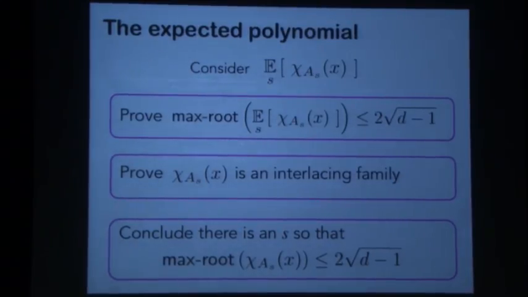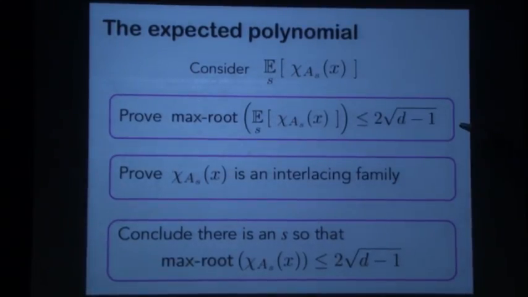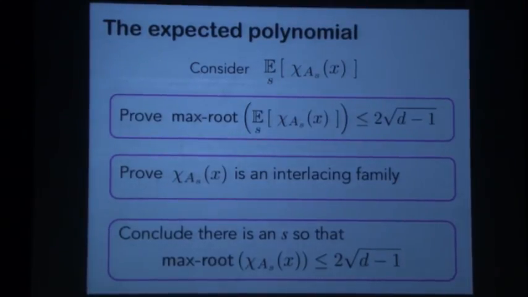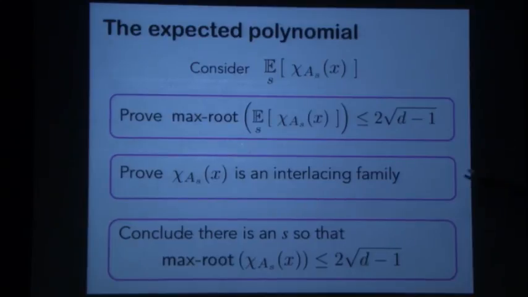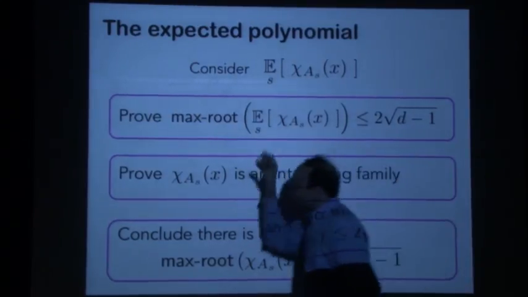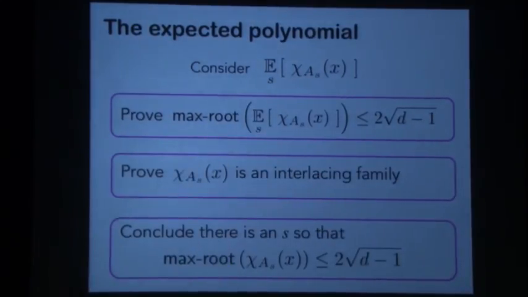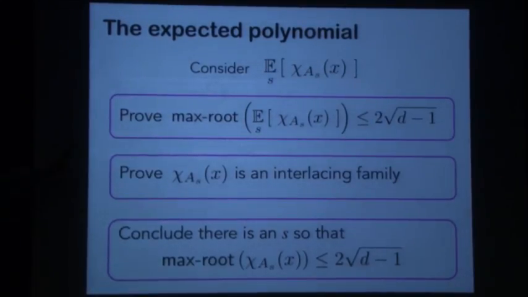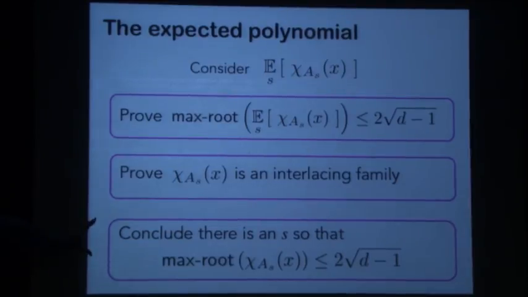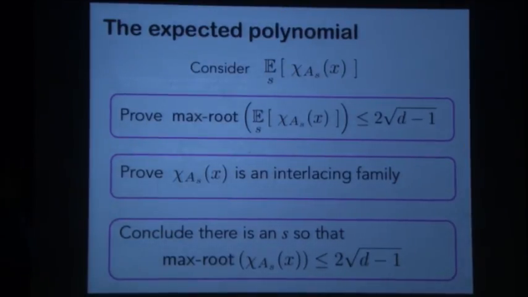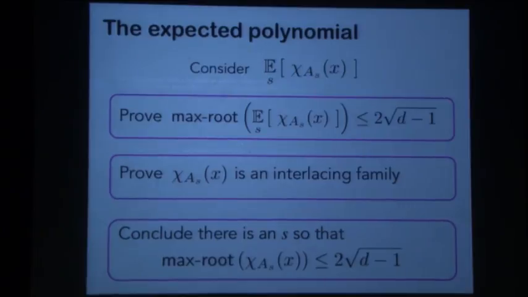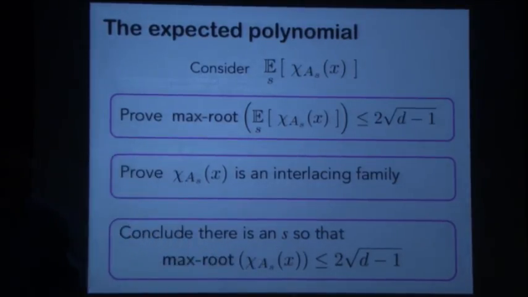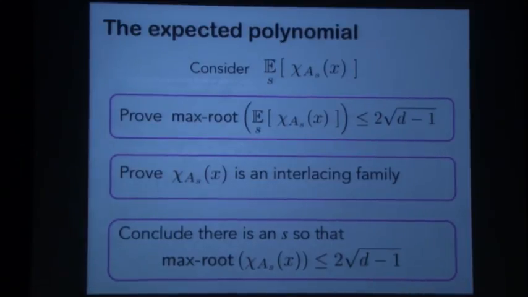The outline of my argument is we prove that the maximum root of the expected characteristic polynomial is at most 2 root d minus 1. That is the bound that we want. We prove that these characteristic polynomials, of which we are taking the average, form something we call an interlacing family. And then those two facts enable us to conclude that there is a particular polynomial in my family, which means there is a particular two lift, so that the maximum root of the characteristic polynomial is at most 2 root d minus 1. And that gets all my eigenvalues to work out.